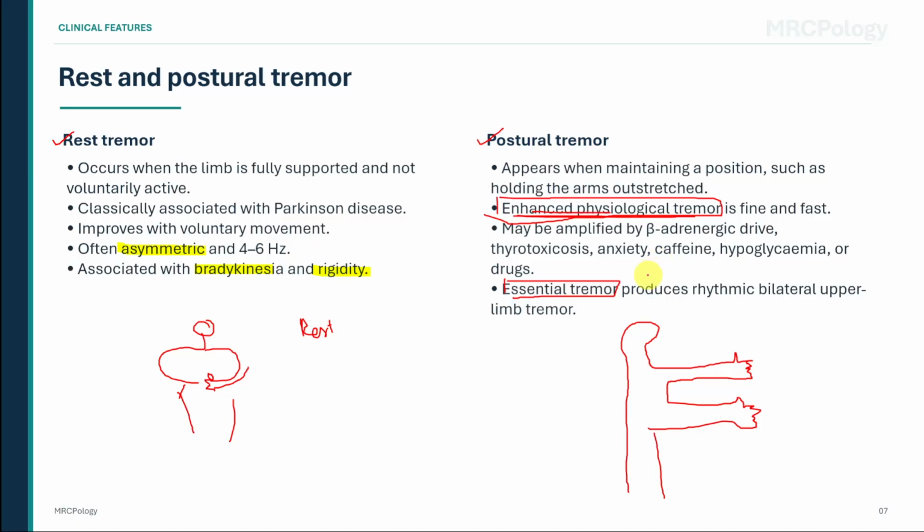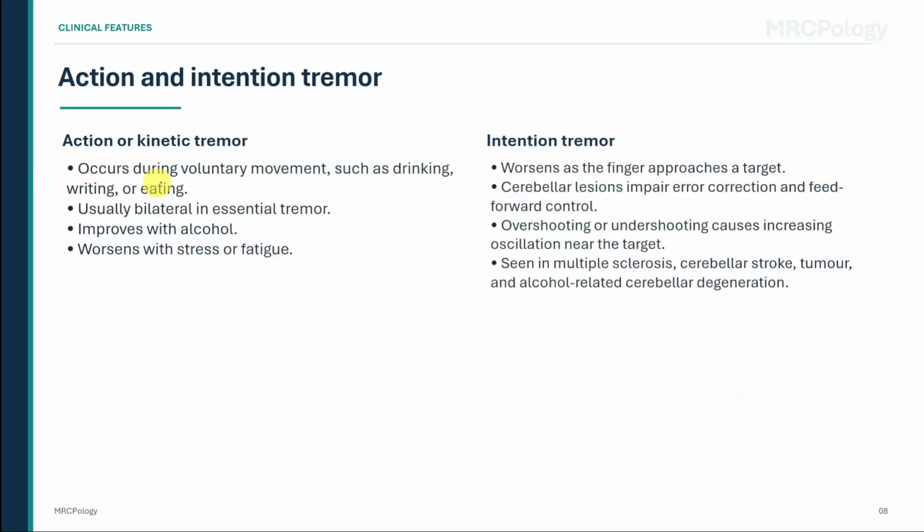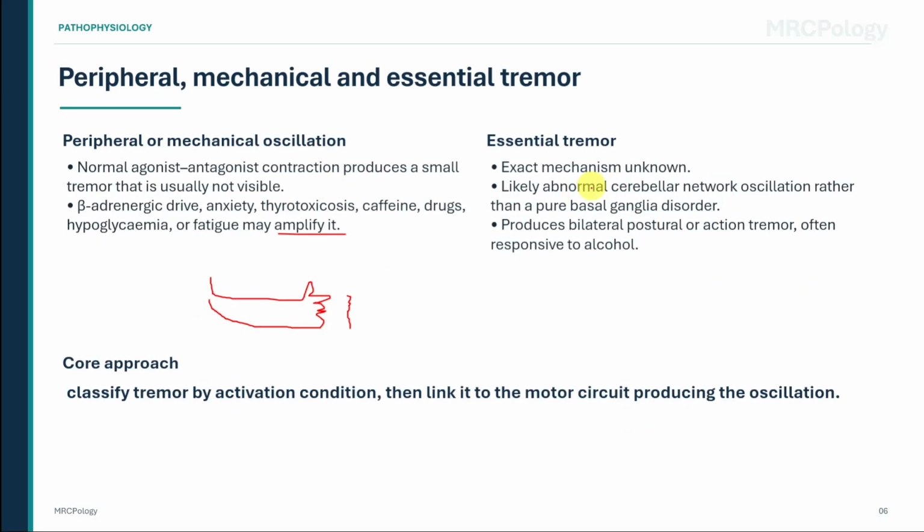An action or kinetic tremor occurs during voluntary movement. Ask the patient to drink from a cup, pour water, use a spoon, write a sentence, or draw an Archimedes spiral. These tasks demonstrate the functional impact of the tremor. In essential tremor, abnormal timing within cerebellar motor networks produces rhythmic oscillation during goal-directed movement. The tremor is usually bilateral and may worsen with stress or fatigue.